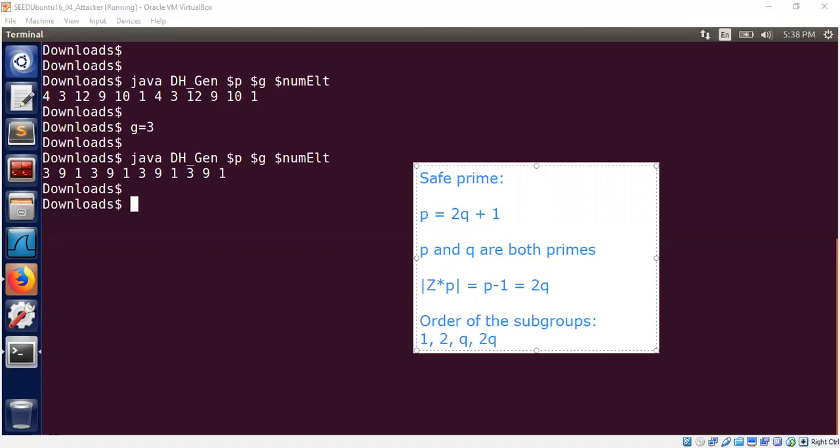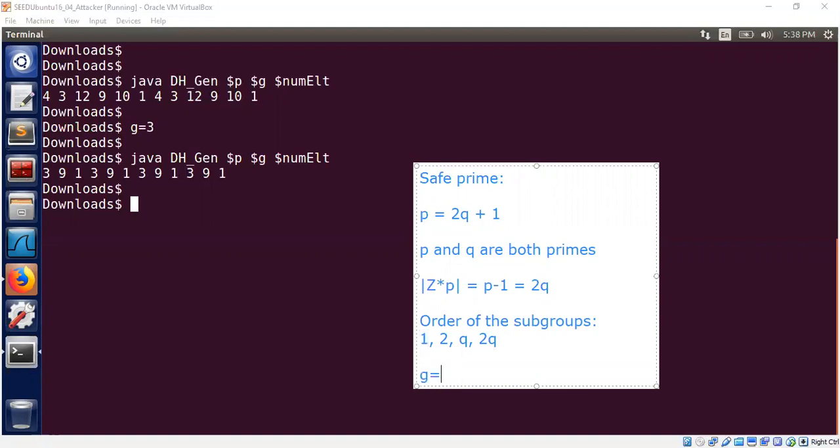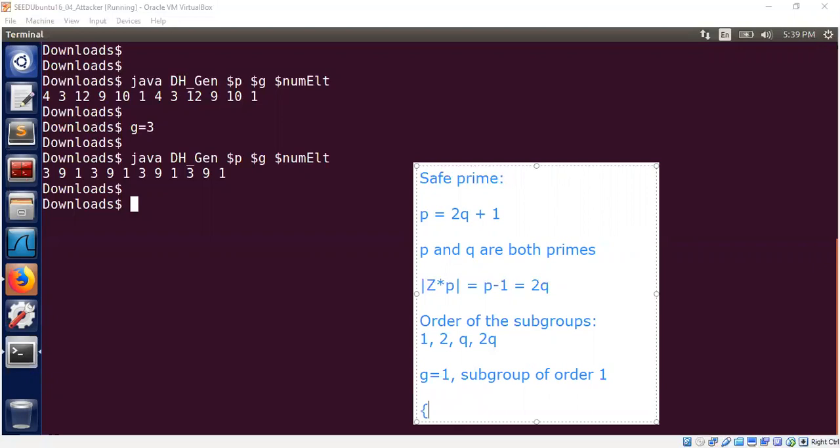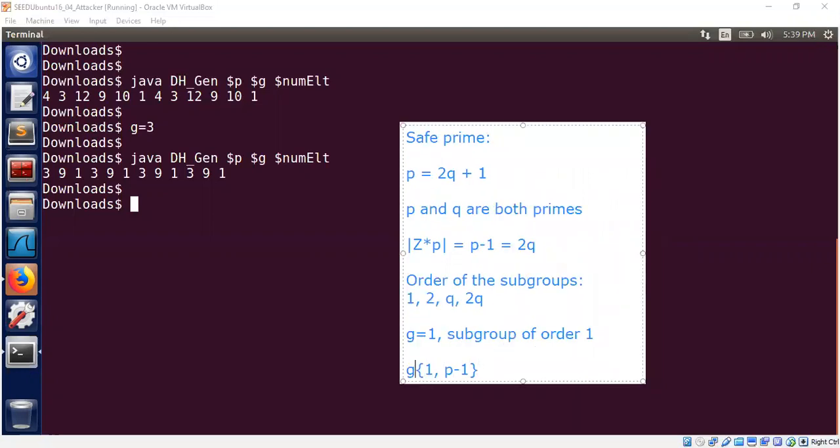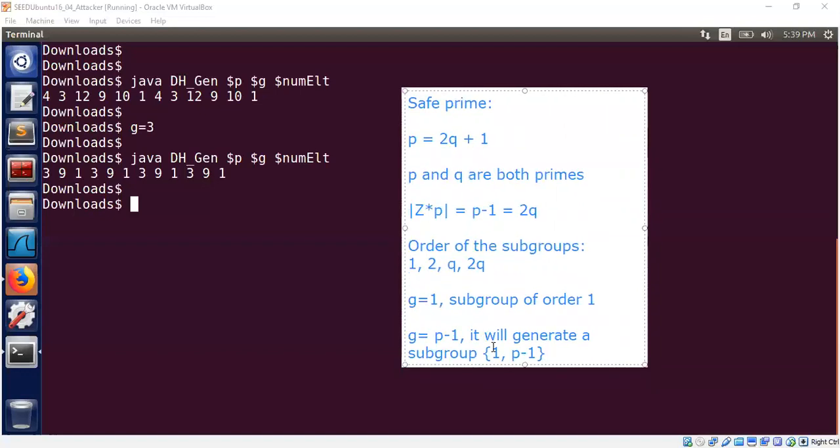Who can generate the subgroup of order 1? Only if the generator G is 1. So we can easily eliminate that. If somebody sends us G equal to 1, we say this is not good, we eliminate it. What about the subgroup of order 2? If G is equal to P minus 1, it will generate the subgroup {1, P minus 1}. We quickly recognize that these are not good subgroups because there are only 2 possible keys. So we can eliminate G equal to 1 and G equal to P minus 1 very quickly. And now we know that the remaining groups are either a group of order Q or a group of order 2Q.